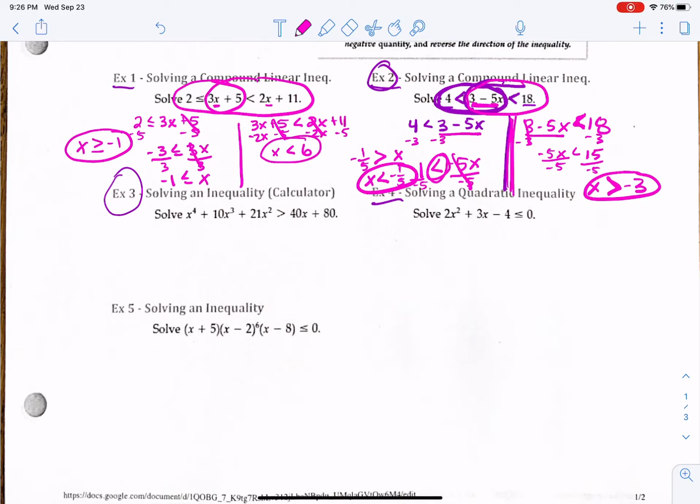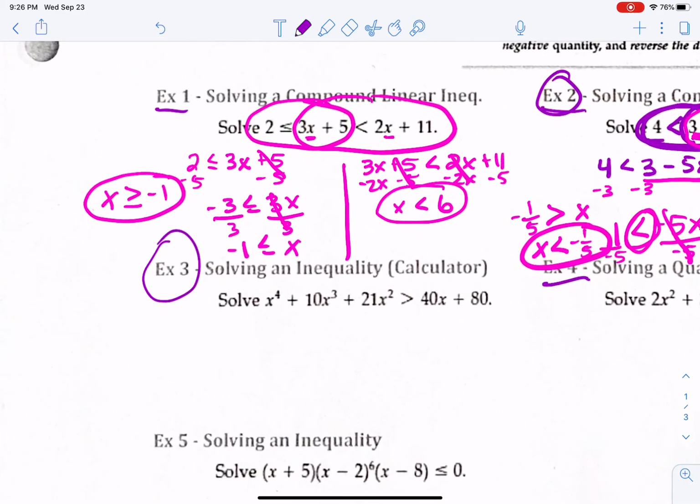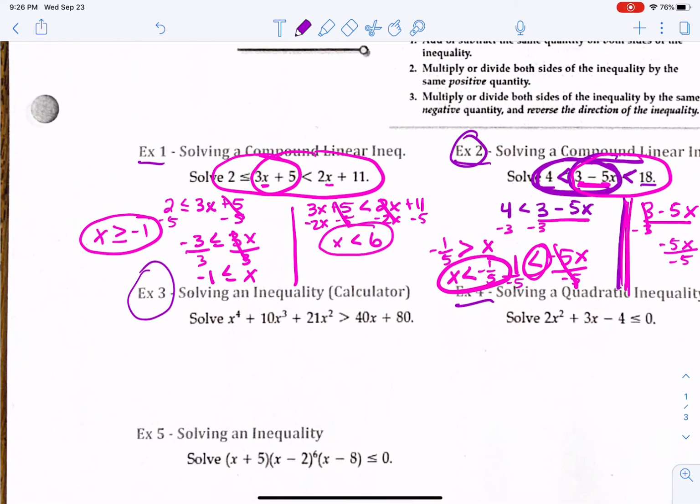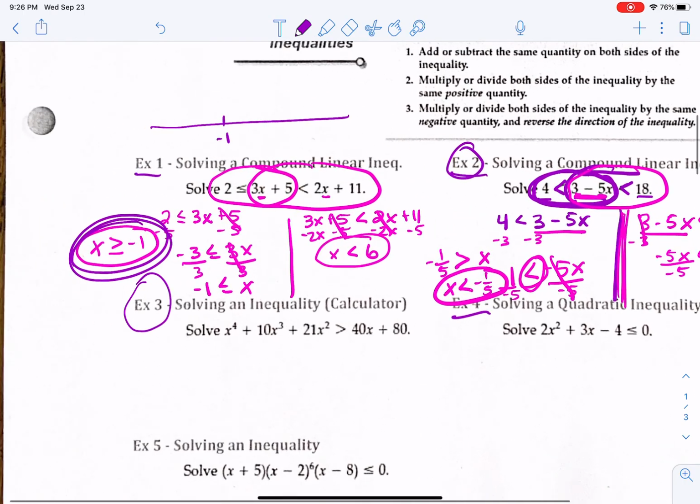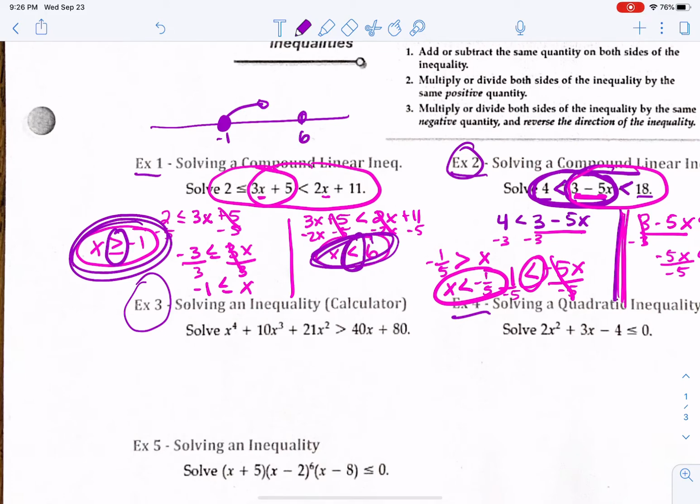Okay, so I'm going to think about what the graph of these look like just real quick, on a number line. If I focus on this one right here, negative 1 is here. It's a closed circle because it's equal to, and x is greater than that, so it's going that direction. This one right here says x is less than 6. So I go to 6. It's not equal to, so I put an open circle. And it is less than, so it's going this direction.